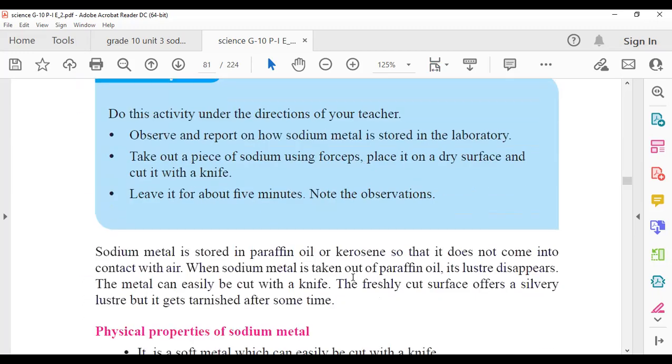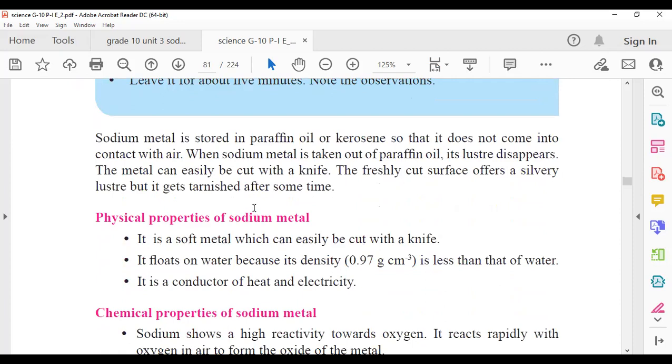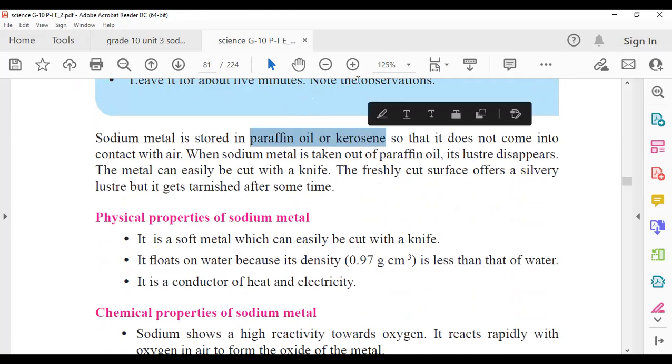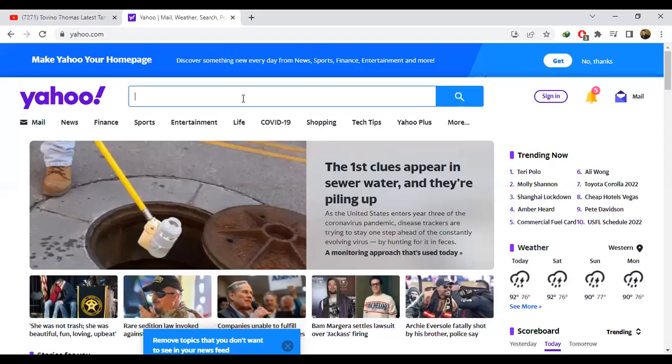Because sodium is high in reactivity, if it comes in contact with air, it can easily react with air and turn to sodium oxide like compounds. For this reason, sodium is stored in paraffin oil or kerosene.